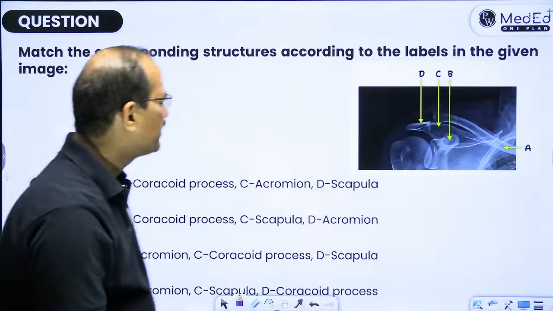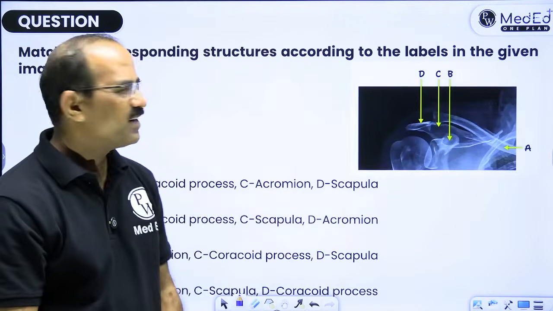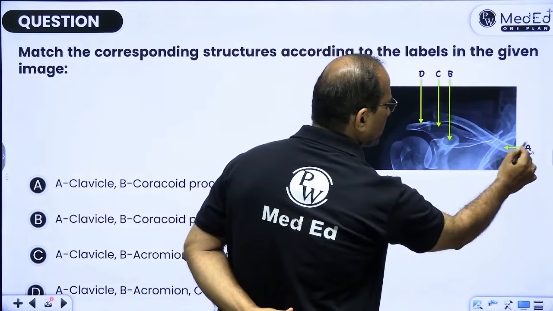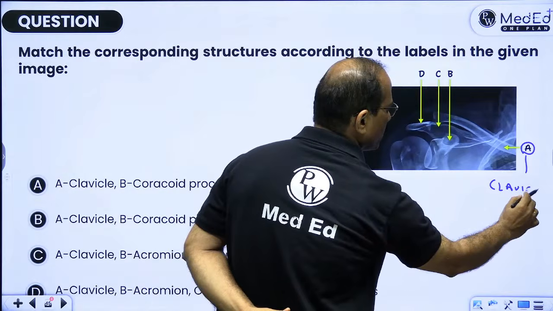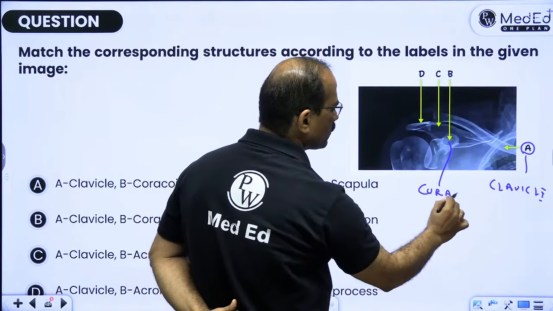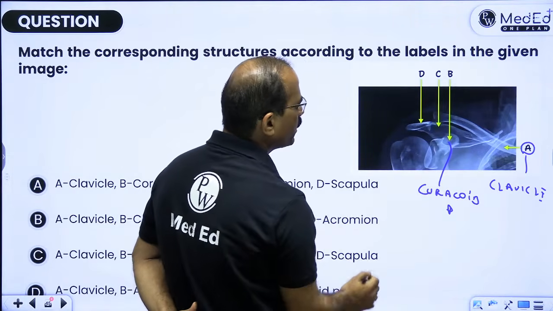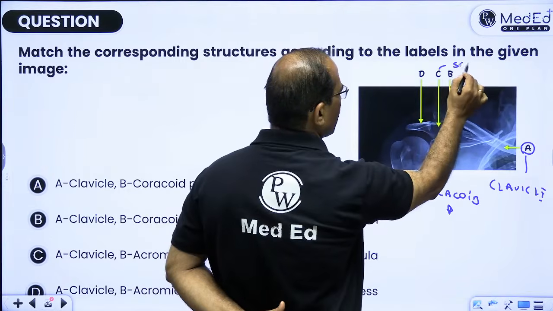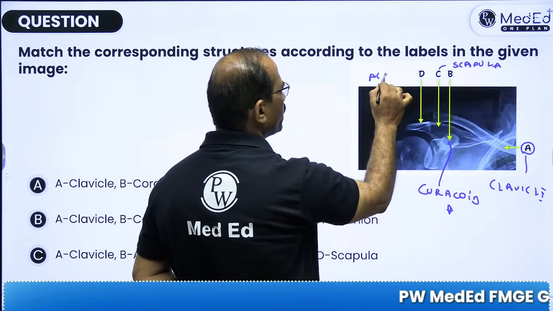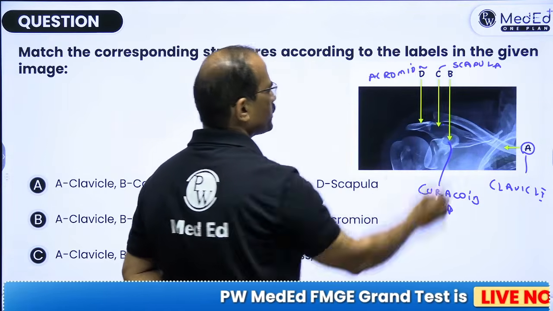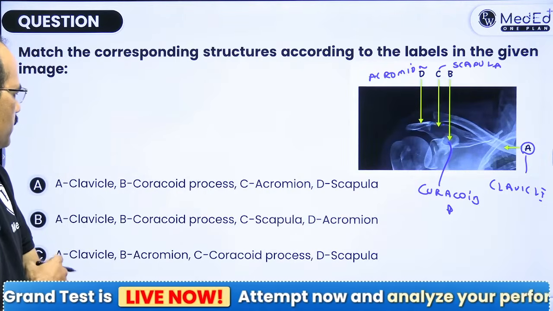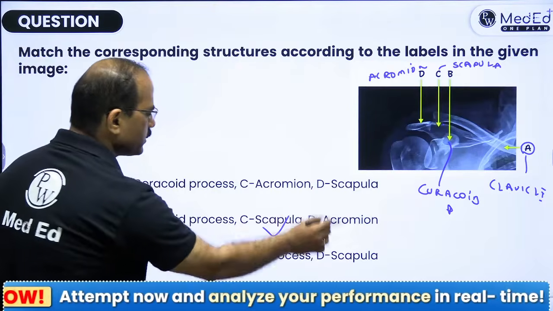Will take your interview. ओके, चलो, आइडेंटिफाई दिस लेबल्ड स्लाइड्स. लेबल. चलो, हु इज दिस? ए कौन है? ए होगा क्लैविकल. ये बी, व्हाट्स दिस? बी कोरोकॉइड प्रोसेस. ये है कोरोकॉइड प्रोसेस ऑफ स्कैपुला. व्हाट्स सी? सी है अपना स्कैपुला, सुपीरियर बॉर्डर ऑफ स्कैपुला. व्हाट्स डी? डी इज द acromion process. So what is the answer for this? Clavicle, coracoid process, scapula, acromion. Answer is this, B.